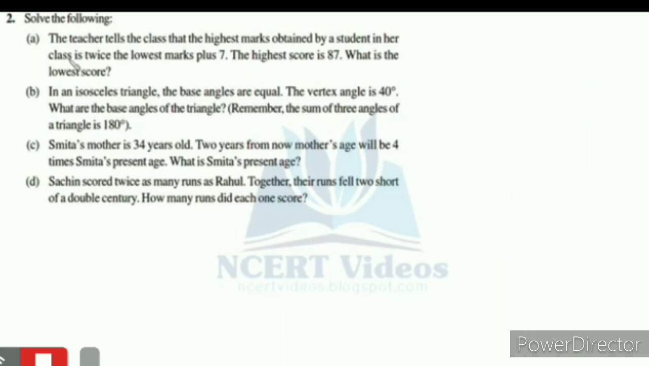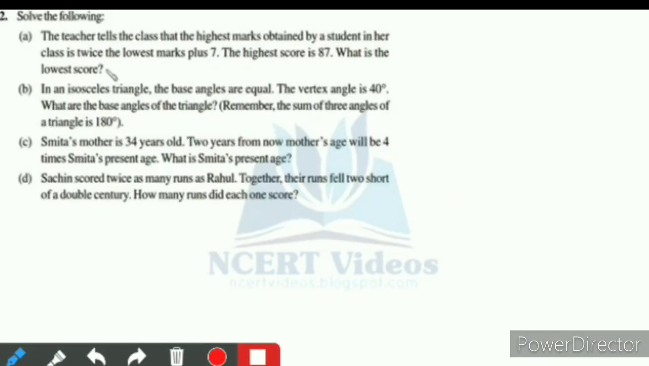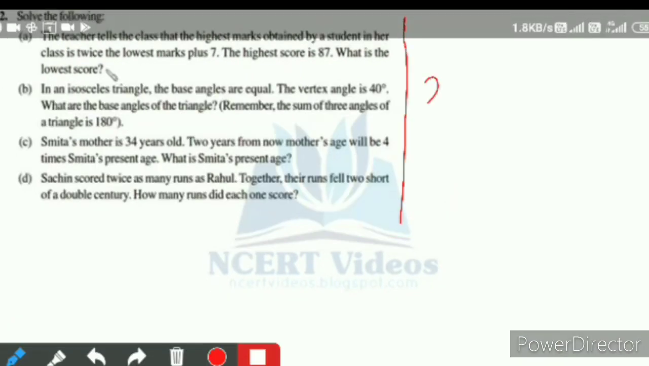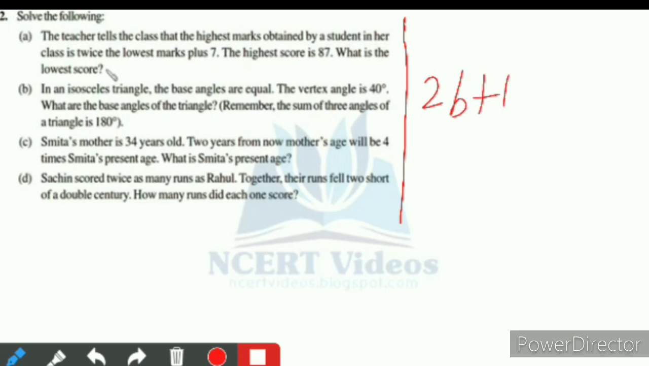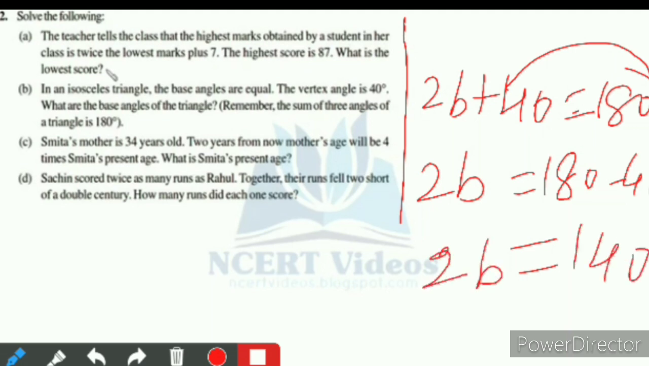Till now we have 2B plus 40 is equal to 180. Bring 40 to this side. It is addition on the left hand side. When we bring it to the right hand side, it will become subtraction. Minus 40. 180 minus 40 is 140. Put degree.